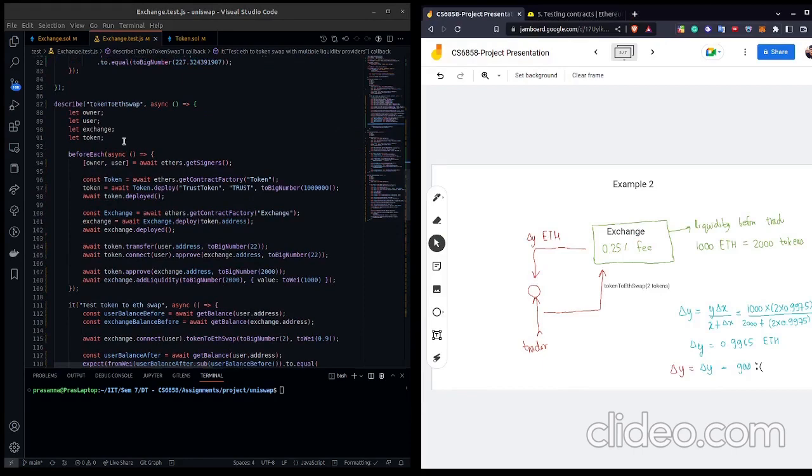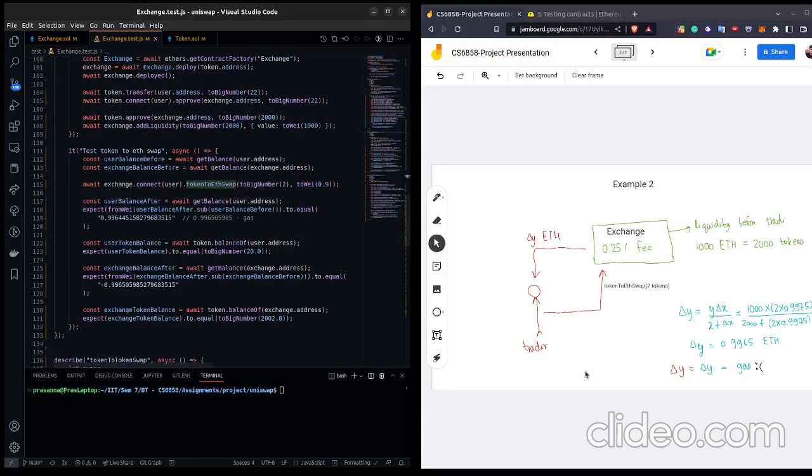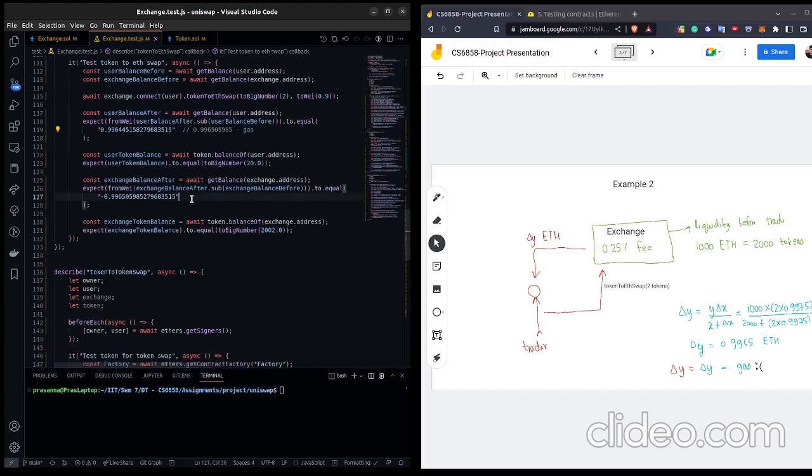In the same way, we test the token to ETH swap functionality. We have one trader who is trying to swap 2 tokens for some ETH, and this is the liquidity state of the liquidity pool, and we expect around these many ETH to be returned back to the trader. But the amount of ETH that is returned back is the expected amount minus the gas that is required, and we check if the decrease in the ETH in the liquidity pool is equal to this expected amount.